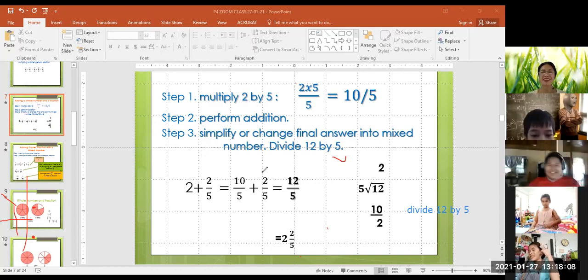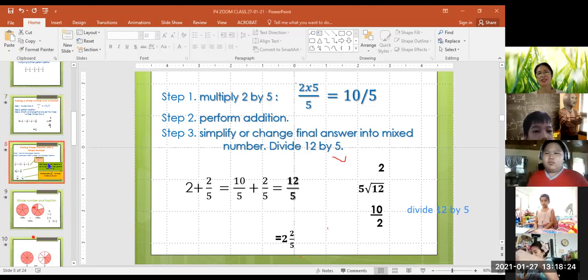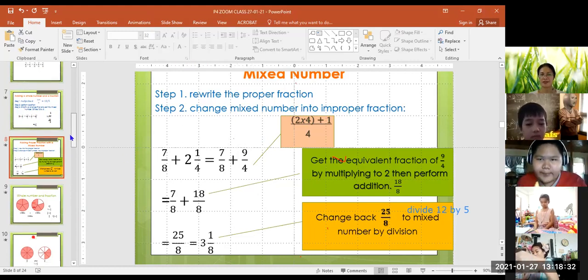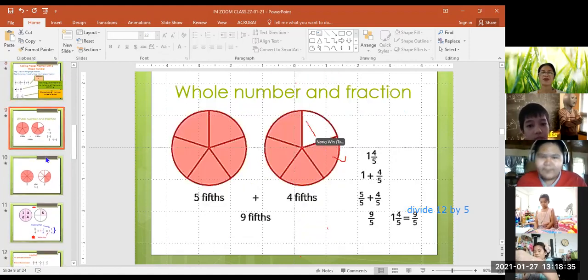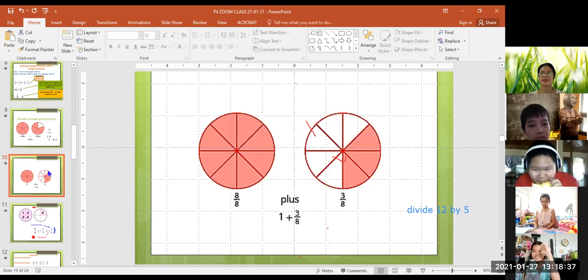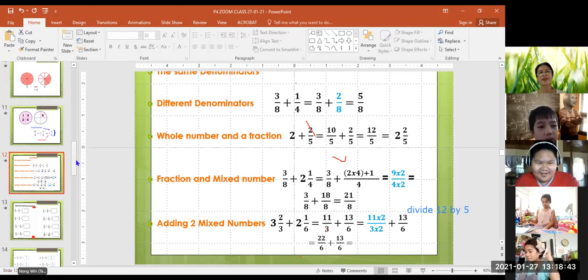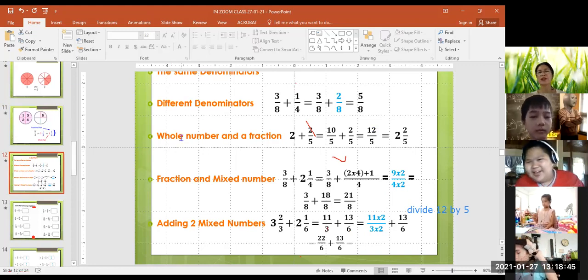And so that is how you do. Okay, so let's move to the next one. Now here. So just as simple as that. So this is how it looks. So we do the same. So that is the mixed number. Now let's see. So now let's have the third one. So that is how you do your whole number and the fraction.